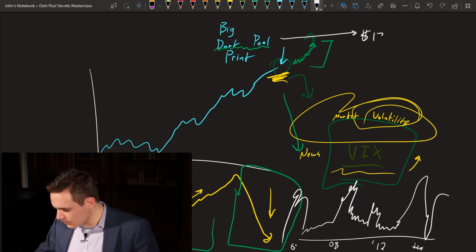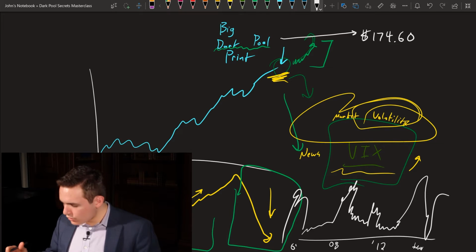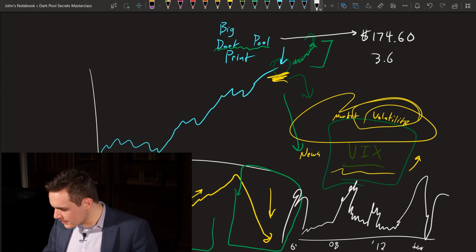So just a cool little side note there, because she talks about it here when she was looking at the VIX and she was looking at Facebook. Just trying to figure out what's actually gonna happen here. This dark pool print was at $174.60, and it was about 3.6 million shares.